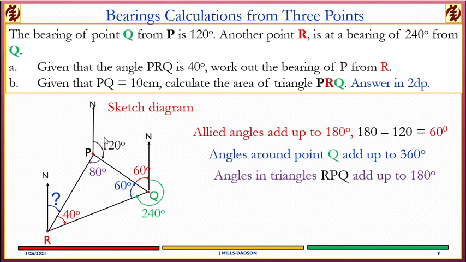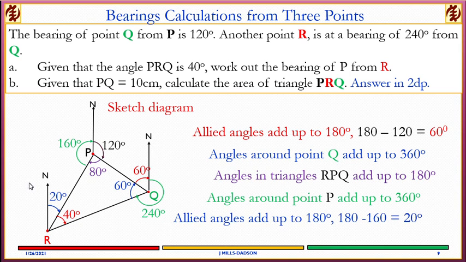80. Good. Can you work out this angle? Yes, because angles around the point is 360, so you can use 120 and 80, that will give you 60. Now look at this. Can you see allied angle here? Allied angles add up to 180. If that's 60, that should be 20. So therefore, the bearing of P from R, state with 3 digits, is 020 degrees. Bearing of P from R is 020 degrees.